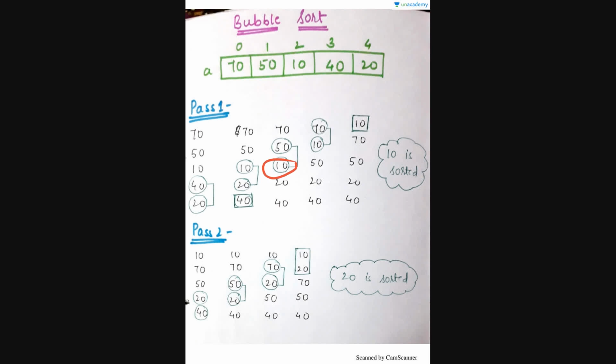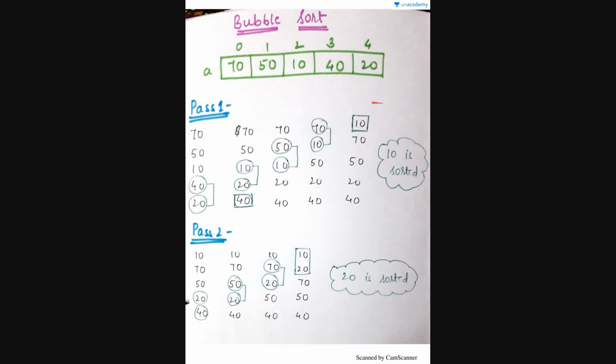Now we'll go for 10 and 50. 10 is smaller than 50, so we need to swap these. So 10 and 50 get swapped, and what happens is 70, 10, 50, 20 and 40. After 10 and 50, we'll go for the next part. 20 is done, 40 is done, 50 is done. So now the remaining is 10 and 70. 10 is smaller than 70, so we again swap these two. So it becomes 10, 70, 50, 20, 40.